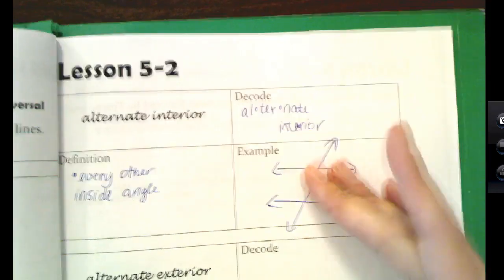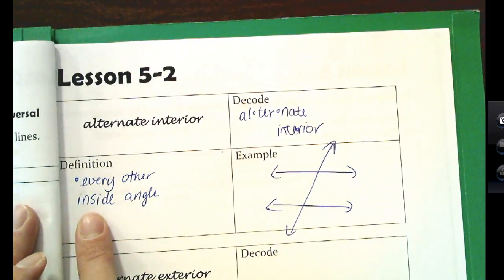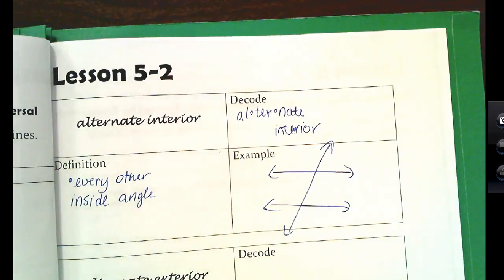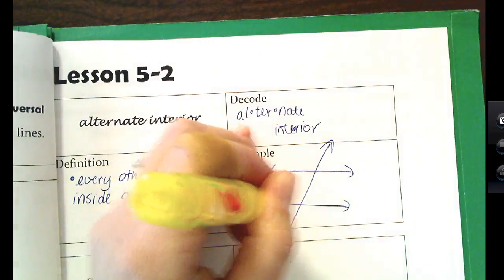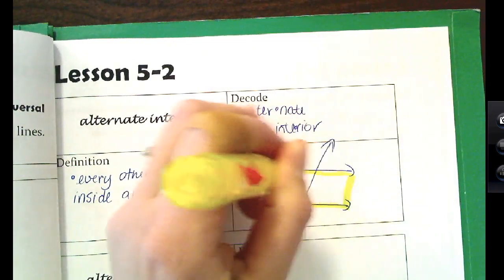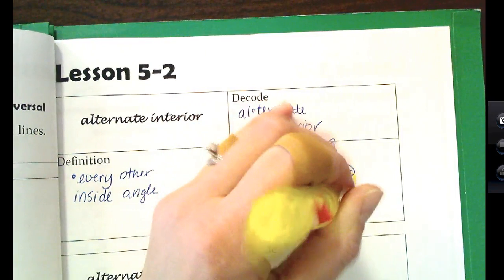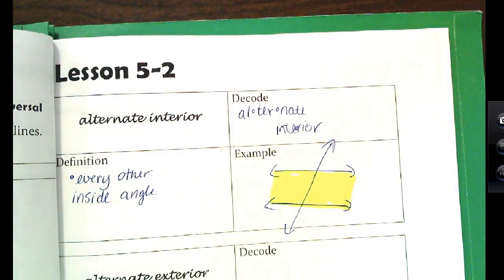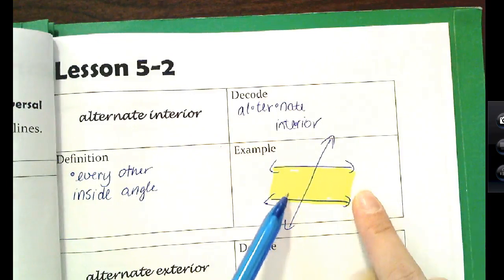So let's look at our picture right here. When I'm talking about the inside, I'm talking about the inside of those 2 parallel lines. So I'm going to use my highlighter here. When I talk about inside or interior, we're talking about the inside of our parallel lines. So we're only looking at this region that I've highlighted in yellow here. You guys good with that? Okay. Now, that deals with interior. We're inside the parallel lines.